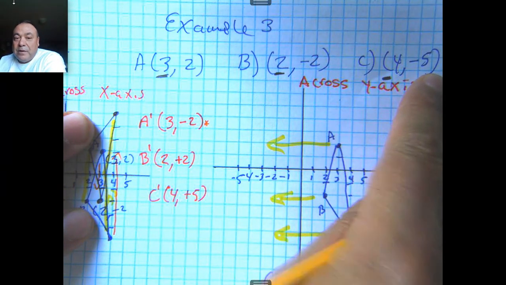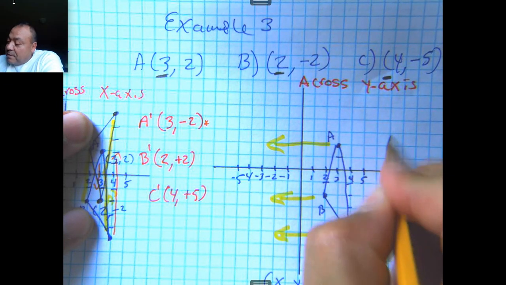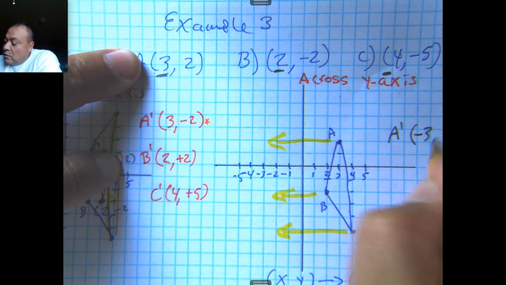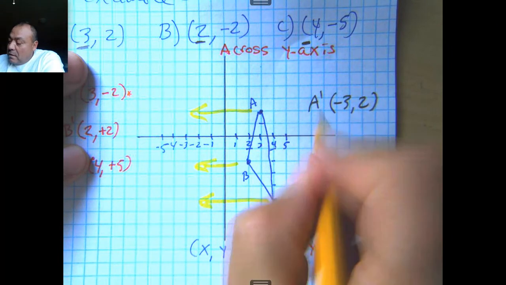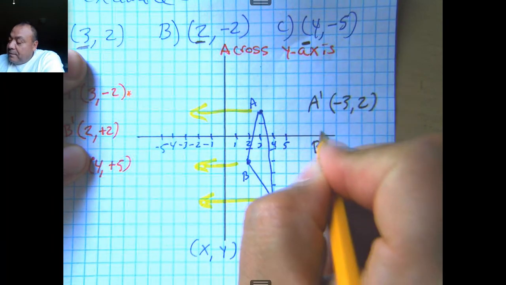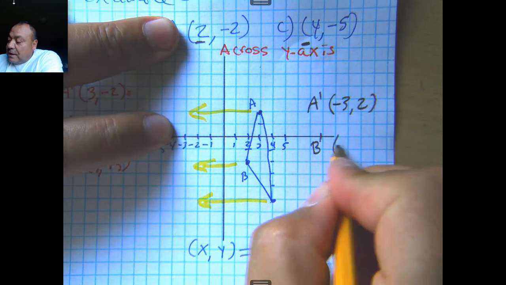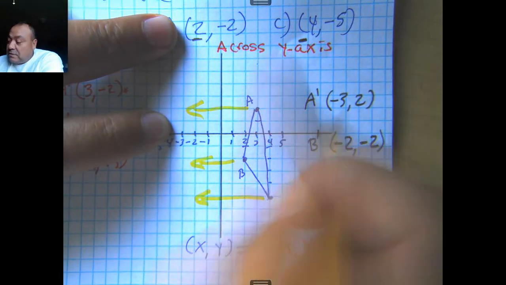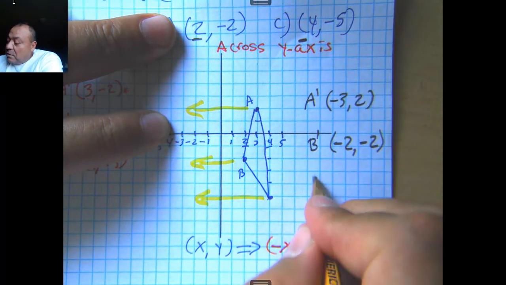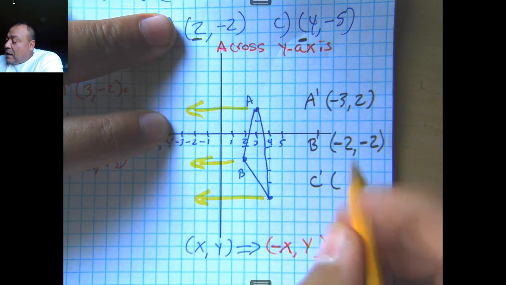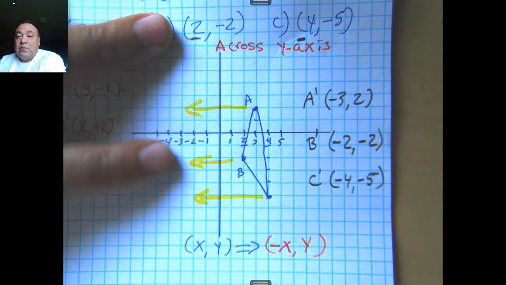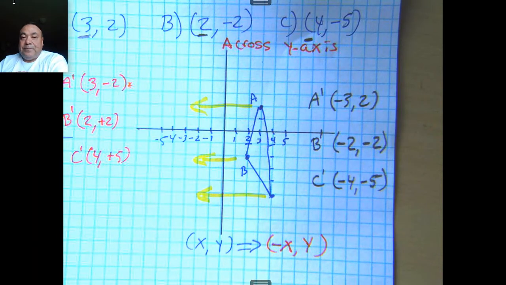So my new A prime here is going to be -3, 2. My B prime is going to be, well, that changes direction. So it's going to be -2, -2. Oh, that's interesting. That changes. Okay, so this one is going to be negative, guys. My C prime is going to be -4, -5. Really? Do you guys think this will work? Let's try it. Let's see if it's going to work, okay?